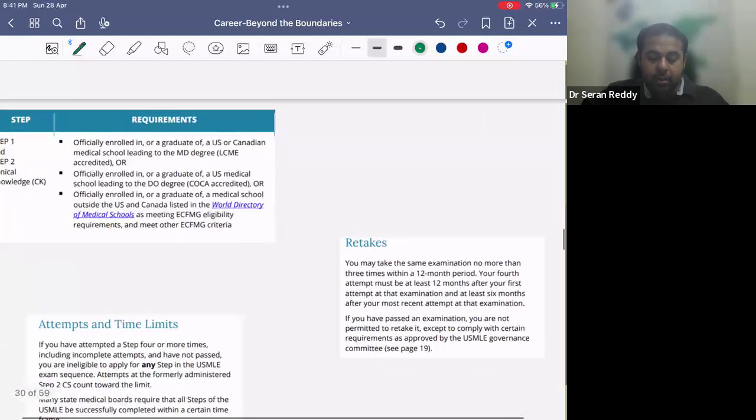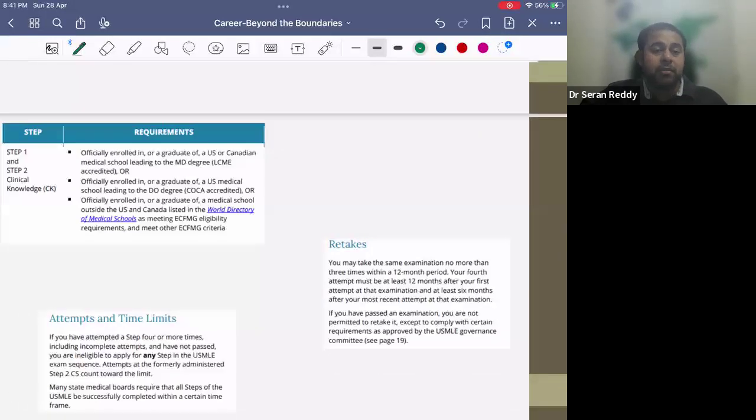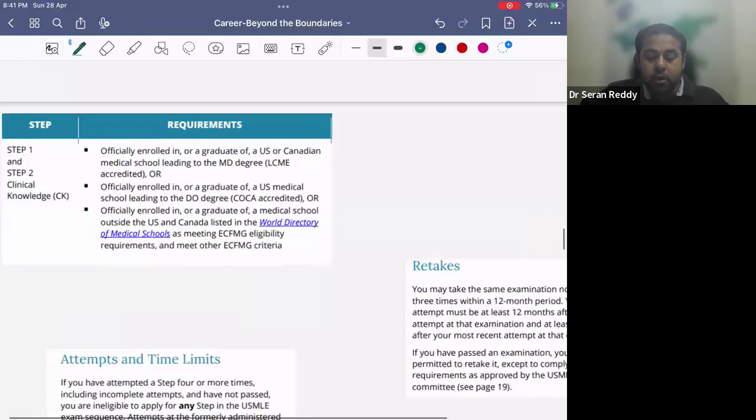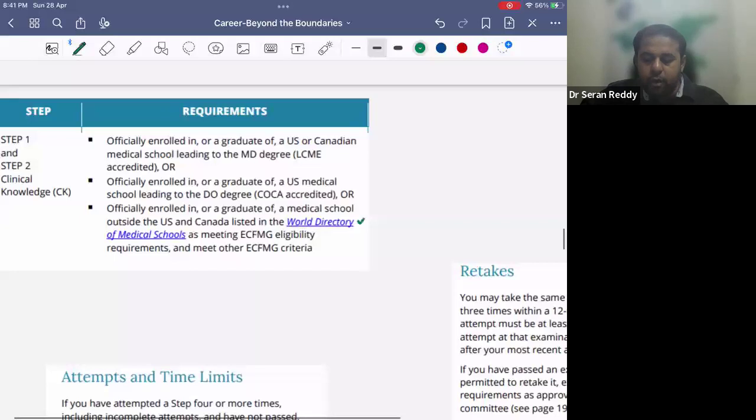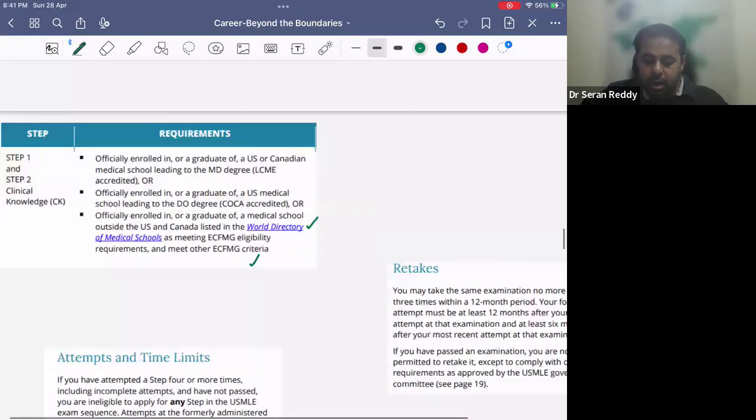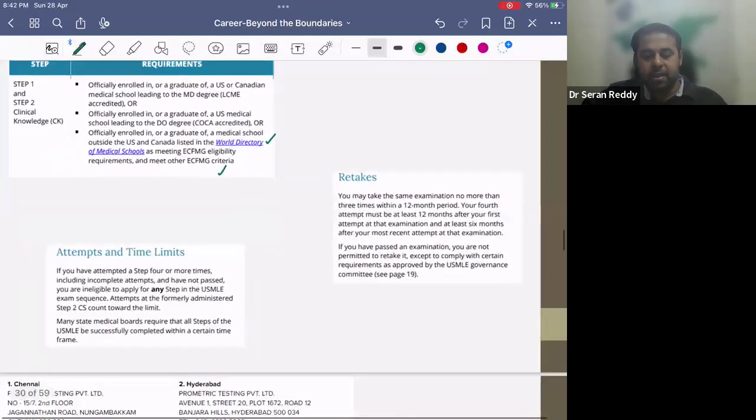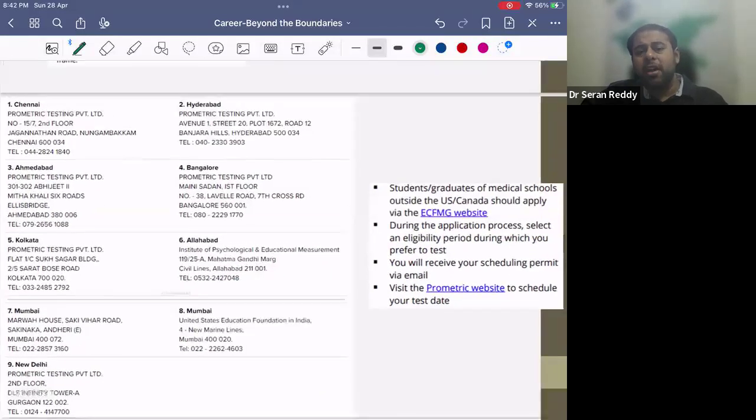Then what are the requirements for Step 1 and Step 2? You have to be officially enrolled in a medical school in the US, but for those of us doing it from outside, the medical school outside the US should be listed in the World Directory of Medical Schools as meeting ECFMG eligibility criteria. That's it. The attempts we discussed, and it happens in almost every Prometric center across the world.